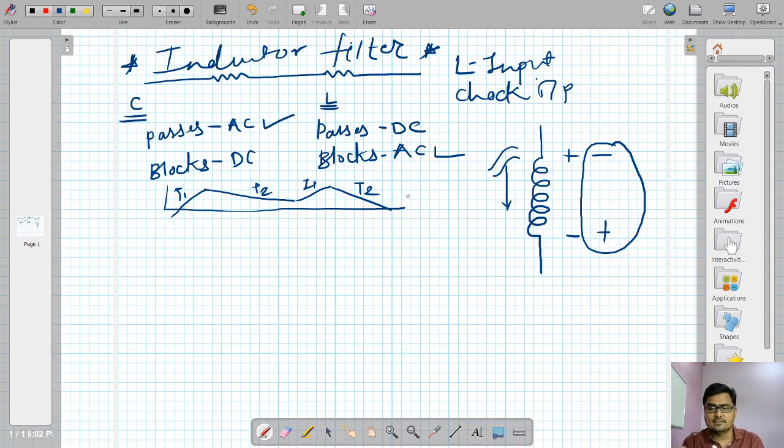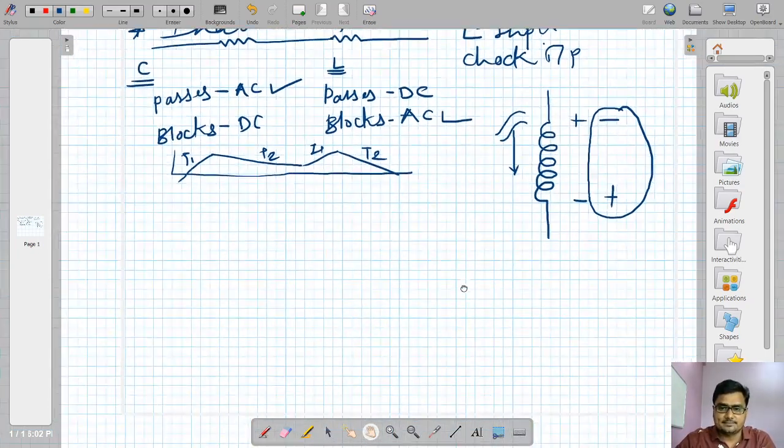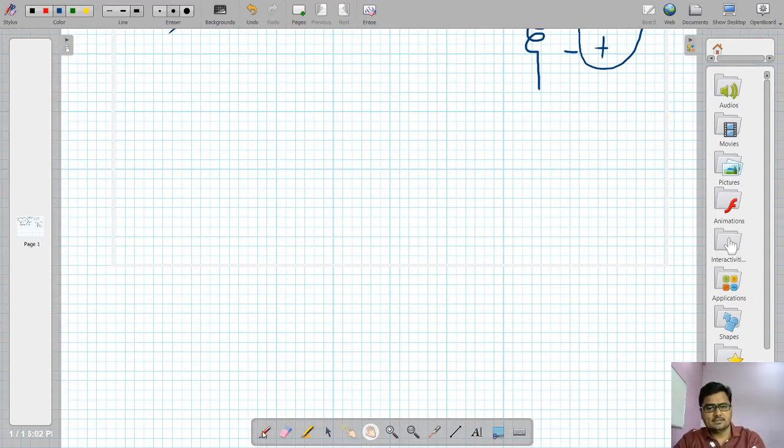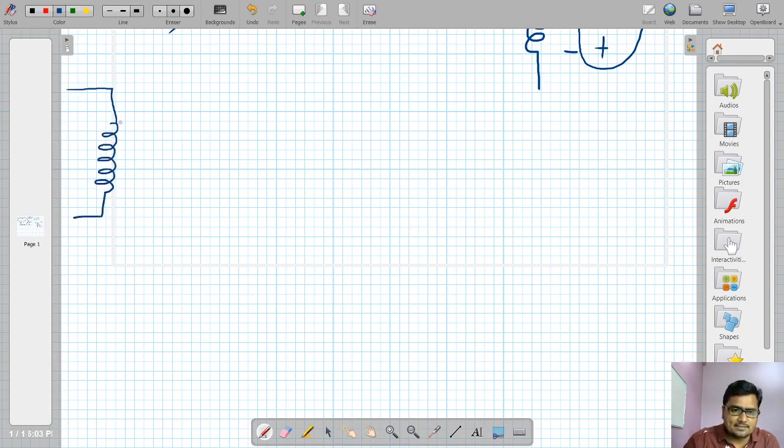Why? It is because it is an inductor. We cannot predict what the voltage level is at a particular point if it is an inductor. So let us start with actual inductor theory, meaning the inductor filter. In case of capacitor filter, we assumed a full wave center tap rectifier. Here also, we will draw a full wave center tap rectifier with inductor filter, and it's not mandatory that you always use a center tap rectifier.